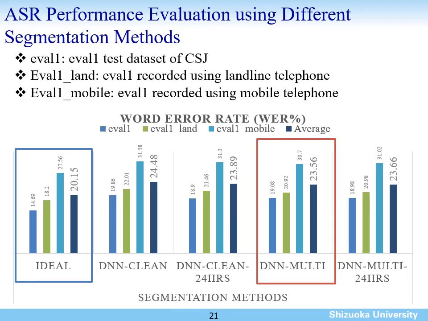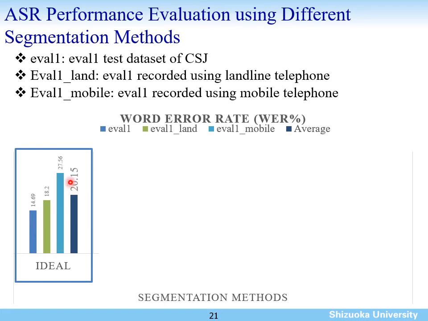Now it is time to explain the effect of segmentation methods on ASR performance. We perform evaluation using variants of the eval1 test dataset of CSJ as described earlier. First, I will describe the recognition performance using word error rate percentage for ideal segmentation. Performance on clean test data is the best among the three. Second best is landline recording and the worst is for mobile, which contains the most distortion. This performance relationship is visible for the other comparing methods too.